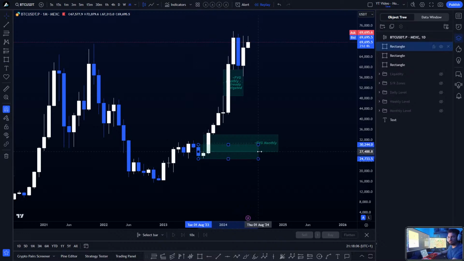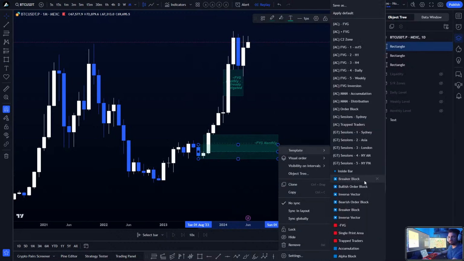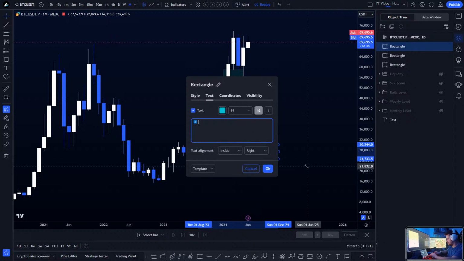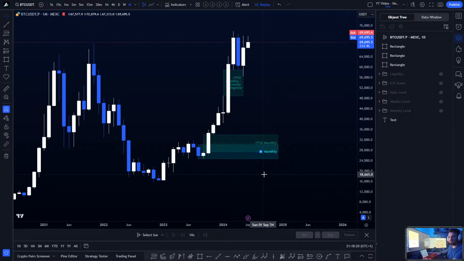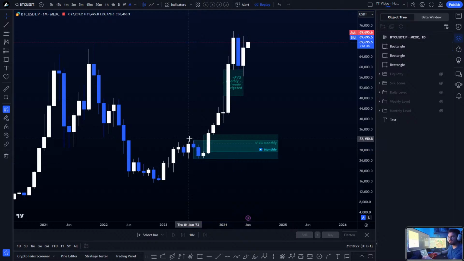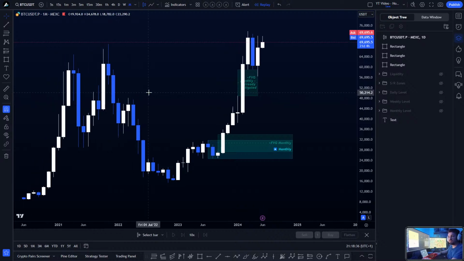This would be a monthly order block. Oops, wrong template. In this case, I could either mark it out here, or like this. Probably like this, makes more sense, because this is just a zone, right? I don't have to be too precise with it. So yeah, not much going on the monthly right now.